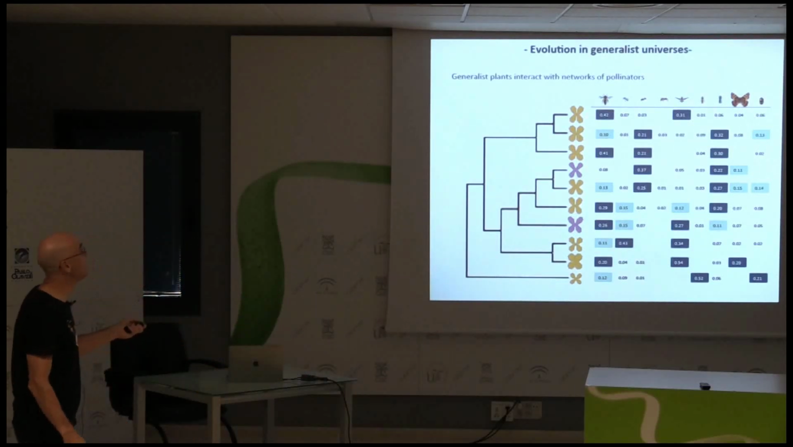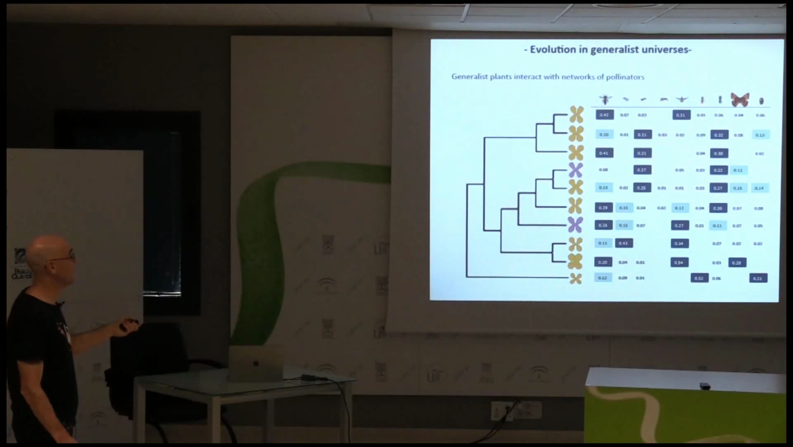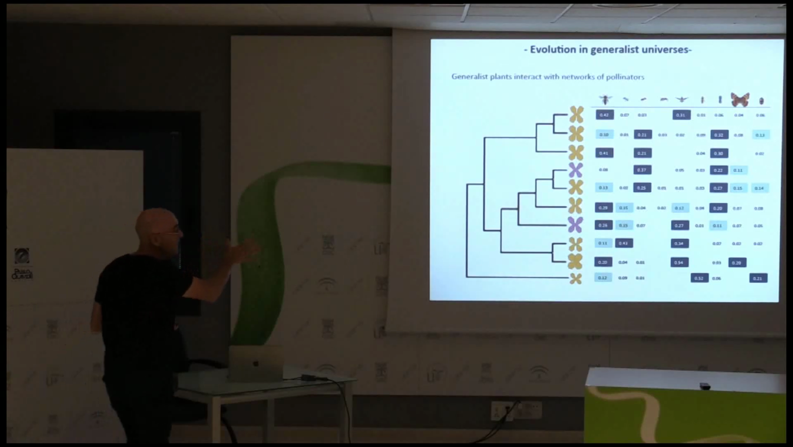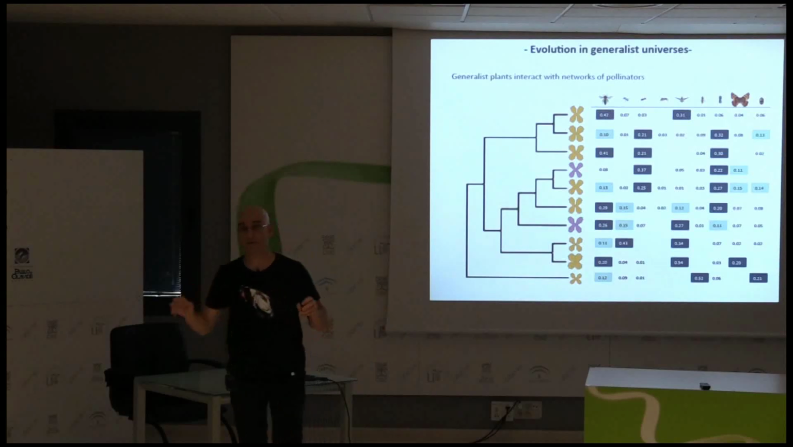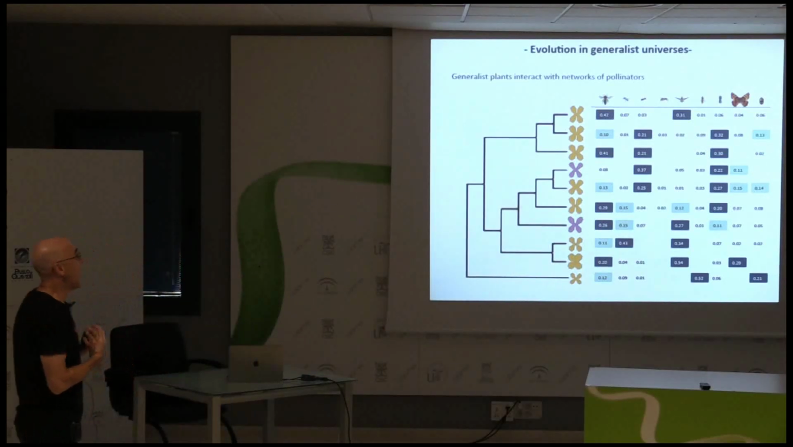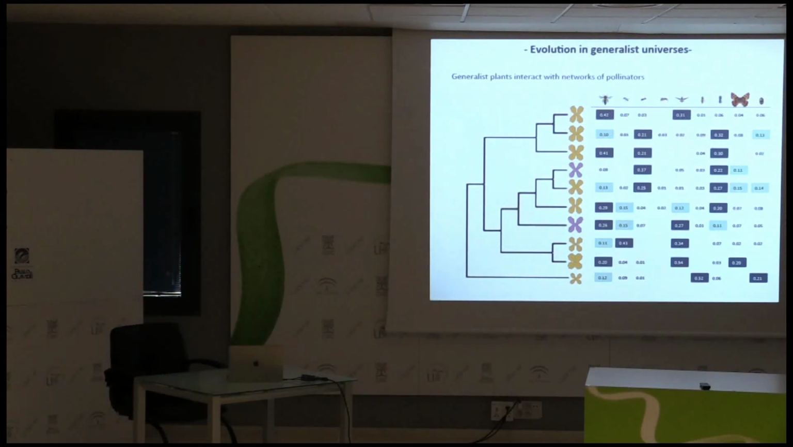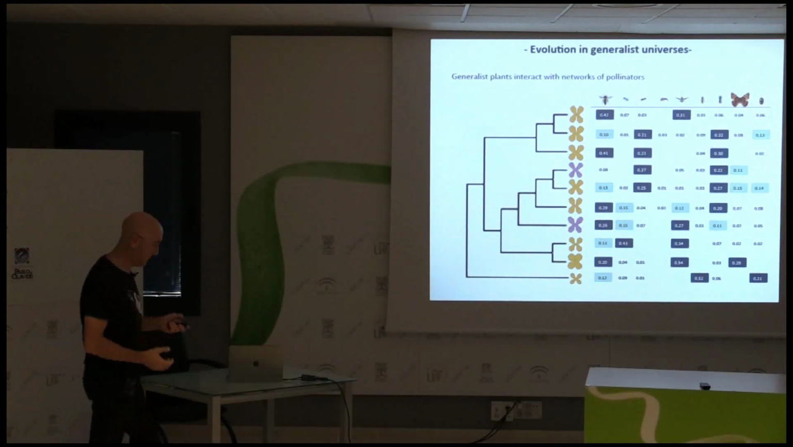And you see that there are different frequencies of interaction. There are some species interacting mostly with large bees and bee flies, other species interacting with ants, with beetles, and so on. But what we have here is very different from what we showed in the previous slide with the specialist system. How is it possible to study that? We need some kind of tool to study that.